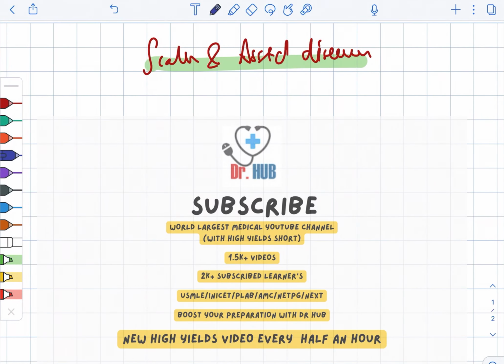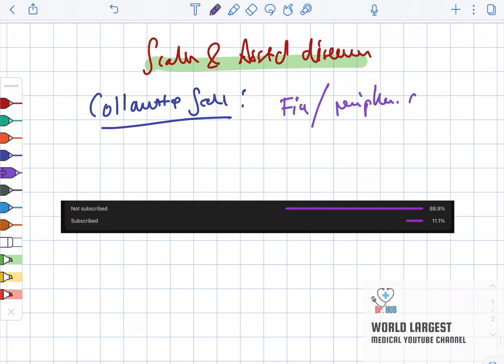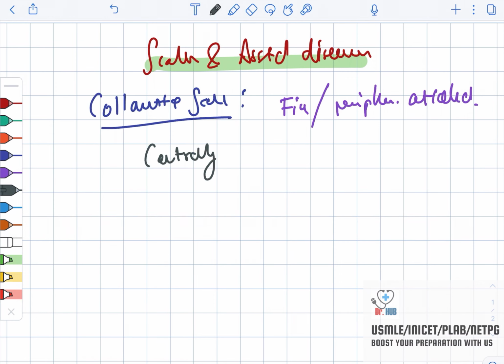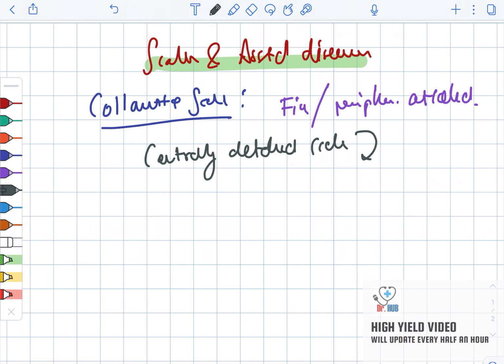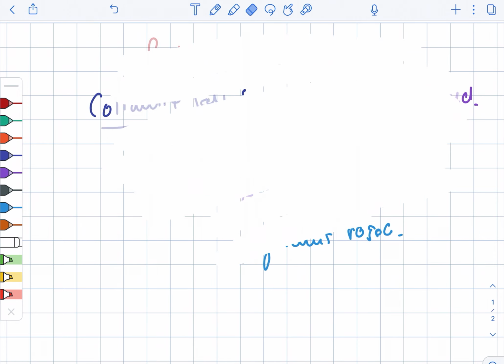Scales and the associated diseases. So firstly, we are looking at the collarette scales. The collarette scale is defined as a fine, peripherally attached, centrally detached scale, and it is present at the edge of the inflammatory lesion. It is seen in pityriasis rosea.